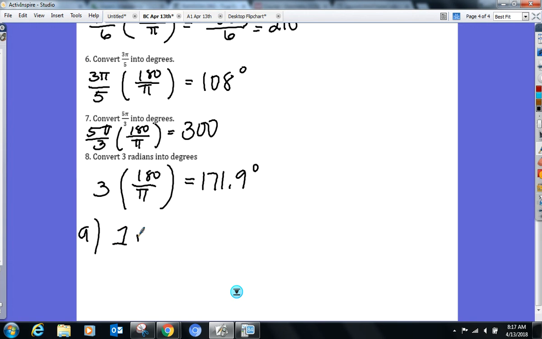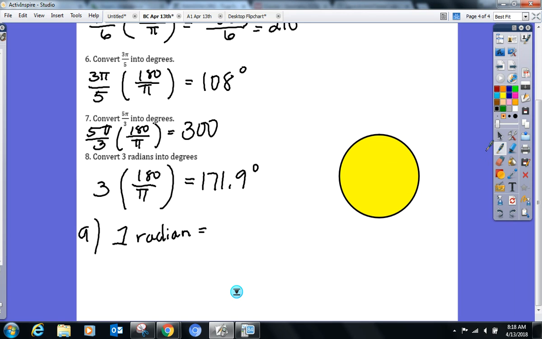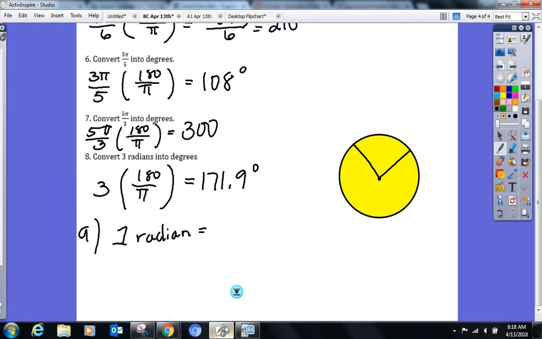1 radian. About to the nearest tenth. 1 radian, about how many degrees? Okay, 57.3. Hold on.